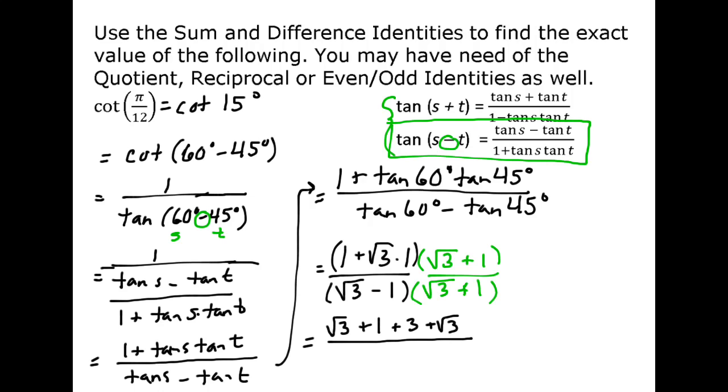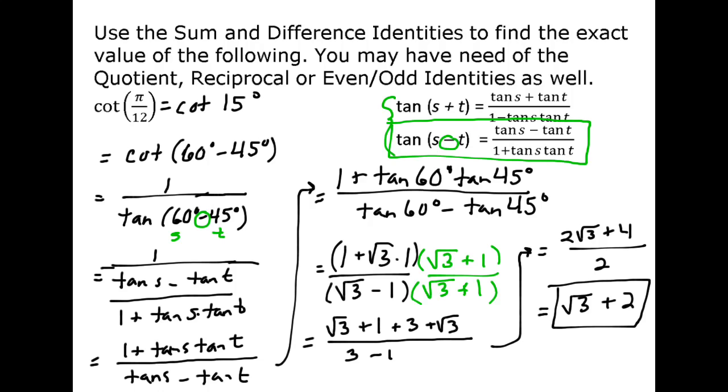In the denominator, first terms would be 3. Outers and inners are opposites, so they add to 0. So I get a 3 minus 1 there. So we have 2 square roots of 3 plus 4 over 2. And so that reduces to be square root of 3 plus 2.